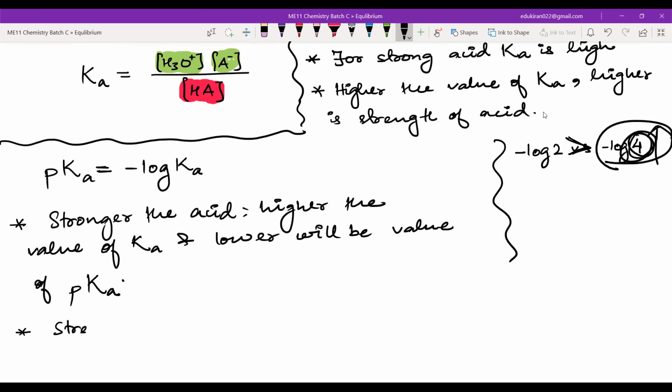Strength of acid is directly proportional to Ka, but it is inversely proportional to the pKa. It is inversely proportional to pKa. If pKa is lower, the strength of acid will be higher. Strength of acid will be higher.